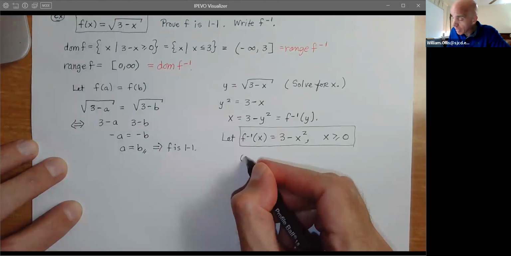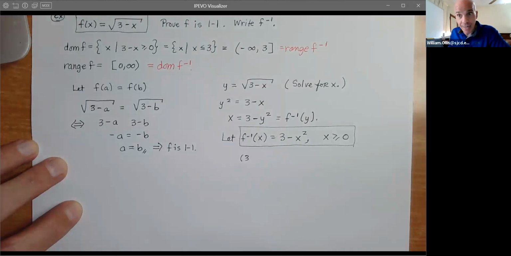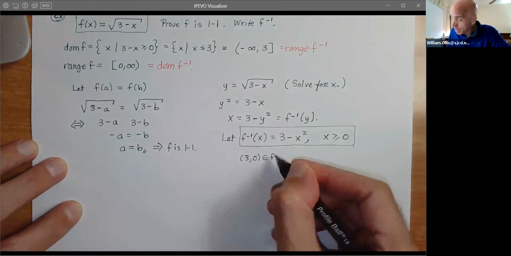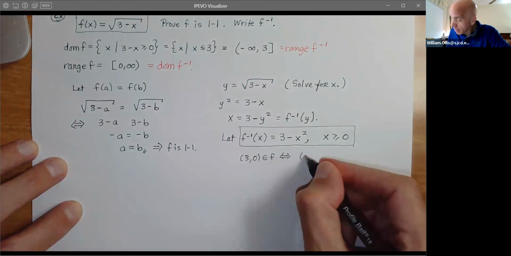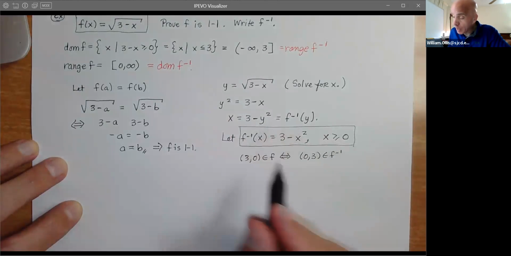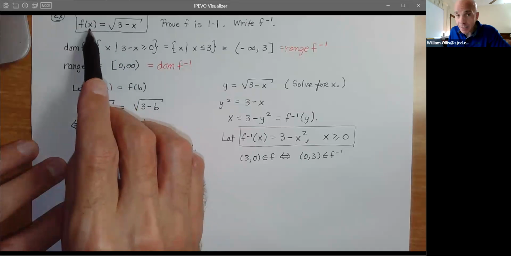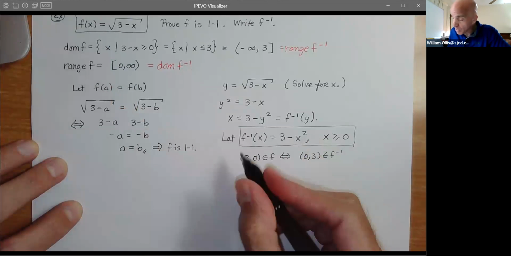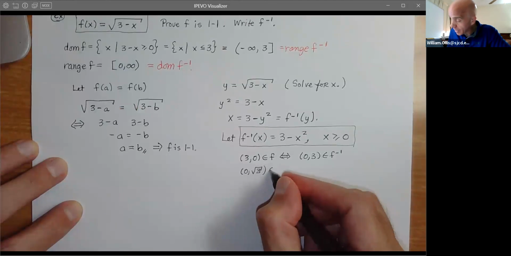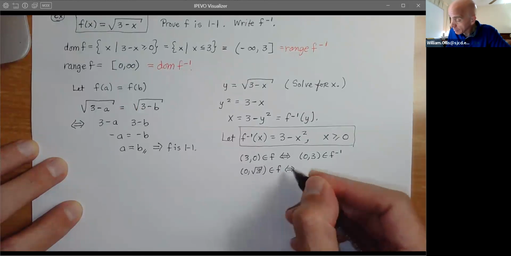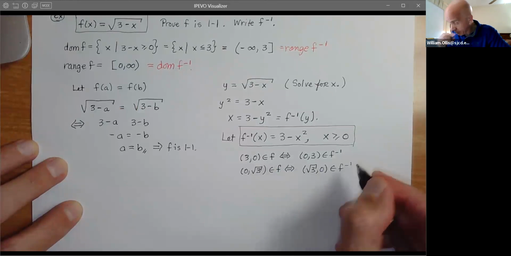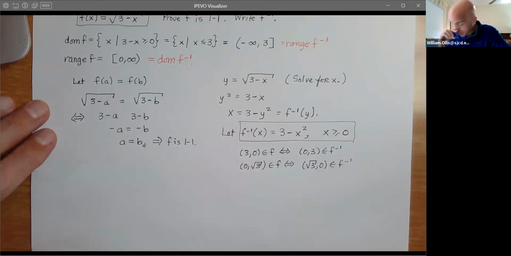So for instance, if we input 3 here, let's just get an x-intercept. We get a 0, so this is an element of f. So equivalently, (0, 3) is an element of f inverse. Now, if you think about this, what do we get when we put in 0? For the y-intercept, we just get square root of 3. So we're just going to get cheat points here because we're just lazy and we don't want to work too much. So this will be (square root 3, 0), an element of f inverse. So now we can plot these on the same set of axes.